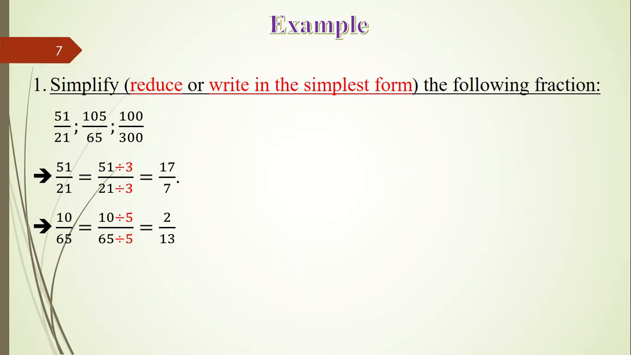10 over 65. 10 can be divided by 5 and 65 can also be divided by 5. So 10 divided by 5 is equal to 2. 65 divided by 5 is equal to 13. 2 over 13 is an irreducible fraction. 500 over 200. If we divide both numerator and denominator by 100, it gives 5 over 2. It's an irreducible fraction.